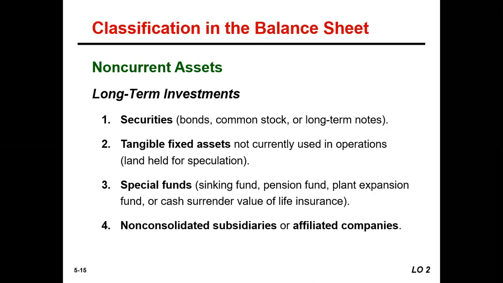They're funds earmarked for something else, or funds that have been allocated to go to something else. And then non-consolidated subsidiaries or affiliated companies. Again, these would be non-controlling, like we don't have control of these. We're just invested in a subsidiary of the company or an affiliated organization.